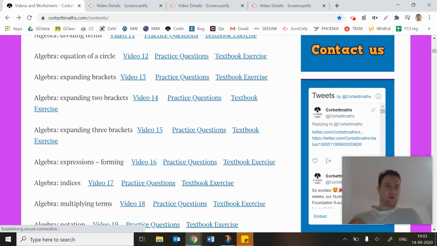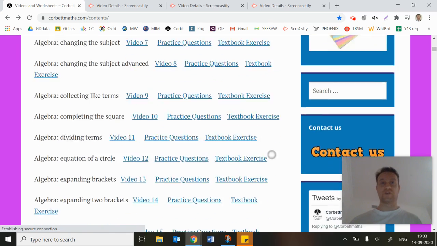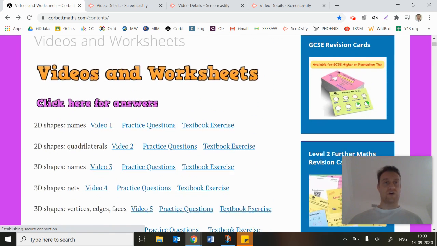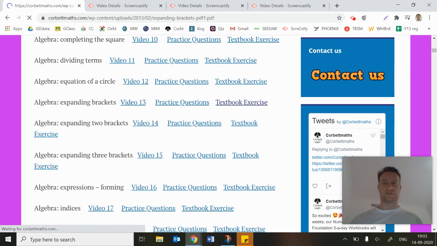So here we go. On Corbett Maths, they do expanding 3 brackets. There's a video for that, and there are some practice questions, and if you search on Clicking for answers, then you can search for that exercise and you'll get the answers as well.